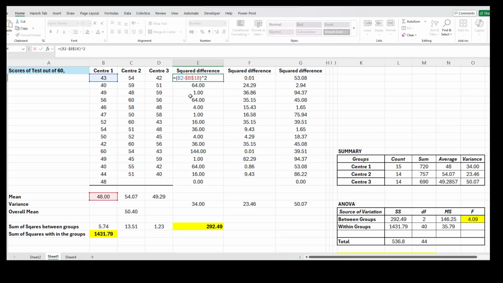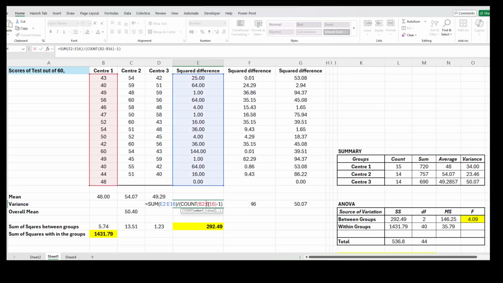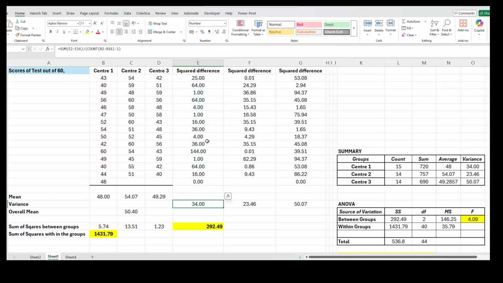So we have to find out the square differences, which will finally give us the variances. We have the square differences and the total count, the sum of all the square differences divided by count minus 1, which gives us the variance. Because this is a sample, we will use n minus 1. So we have the variance for sample 1, the variance for sample 2, and the variance for sample 3.